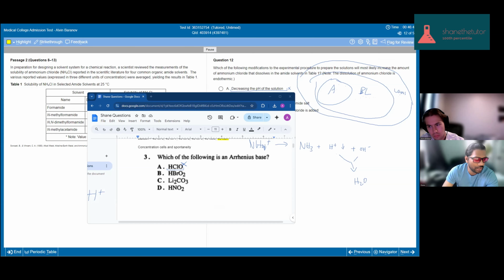So for this question, right away, it's not very easy to see that any of these form an OH minus. It's not like NaOH or something easy like that, right? So the strategy I'm using is, can I at least tell that they're Bronsted-Lowry acids or bases? Because if something is not a Bronsted-Lowry base, it cannot be an Arrhenius base, right?